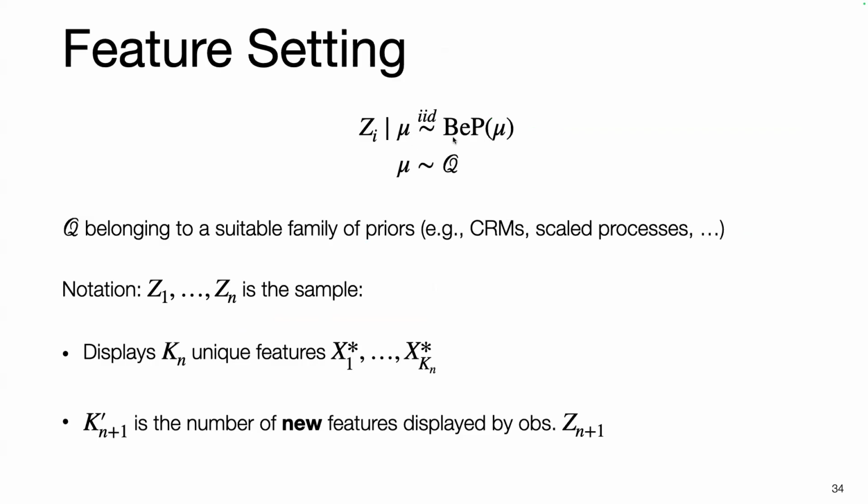And so to generalize this treatment to the feature setting, we assume the usual model where observations are conditionally i.i.d. from a Bernoulli product model. And the prior for mu is Q, which might belong to a suitable family of priors, such as complete random measures, scaled processes, or might be even more general. We denote the sample by Z1, ..., Zn. The sample displays Kn unique features with labels x star 1, ..., x star Kn. And K prime n+1 is the number of new features displayed by observation n+1.